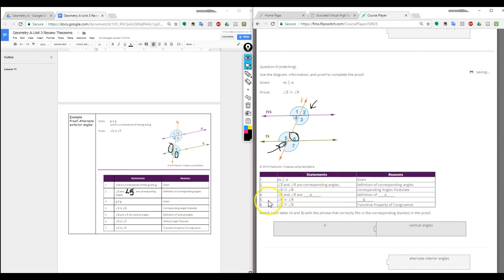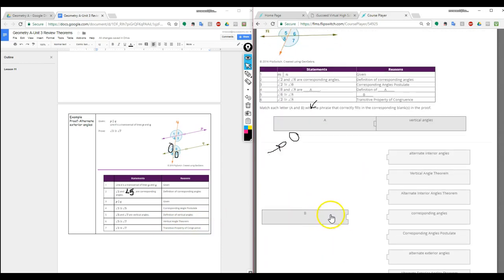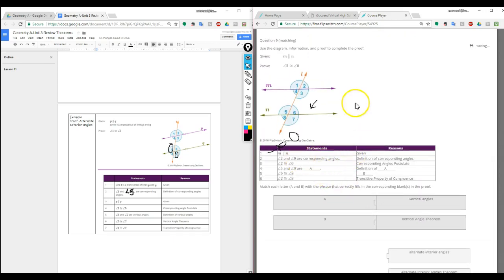And then it goes on to say, in our example, angle 5 is congruent to angle 7, which in our question says angle 6 is congruent to angle 8, and the reason is blank. So I'm going to look at our reasons here, and it says vertical angle theorem. And that is what follows. So it is the vertical angle theorem. And there is our example proof for that.